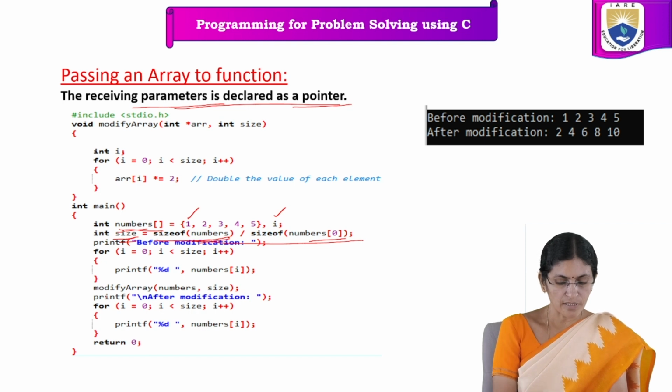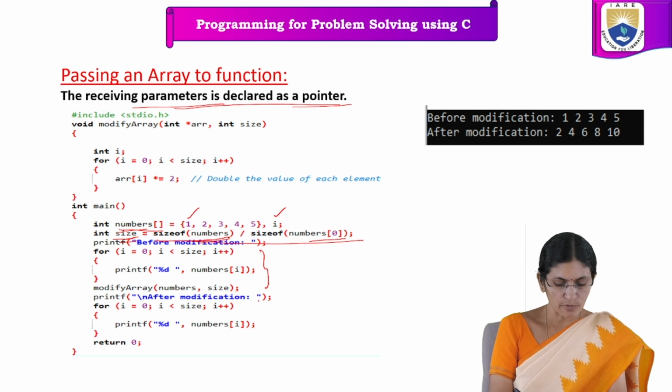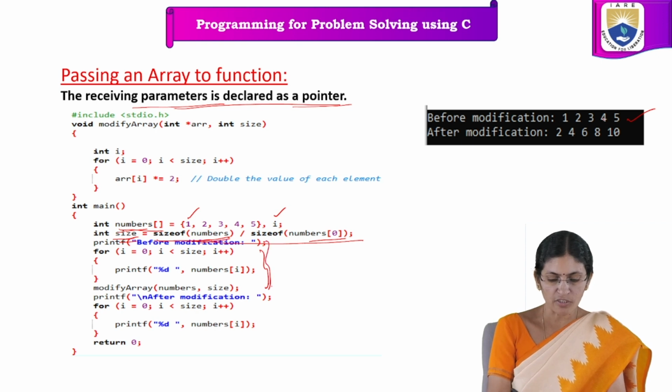Then here this is the loop which prints all the elements of the array, that is before modification. We'll get this as the output. This is the output of these statements. So before modification, the array elements are 1, 2, 3, 4 and 5.